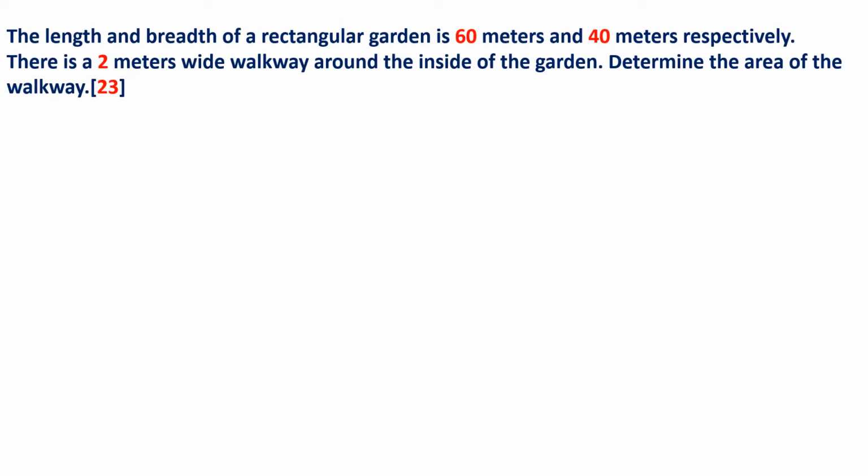It is question number 23. The length and breadth of a rectangular garden are 60 meters and 40 meters respectively. There is a 2-meter wide walkway around the inside of the garden. Determine the area of the walkway.